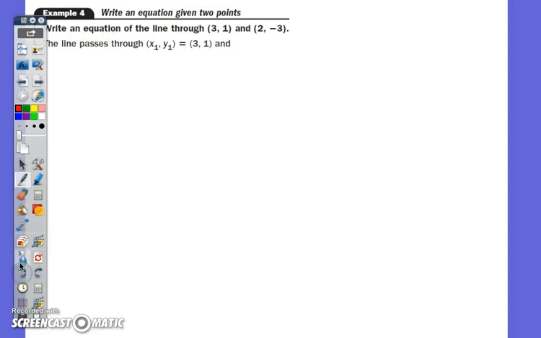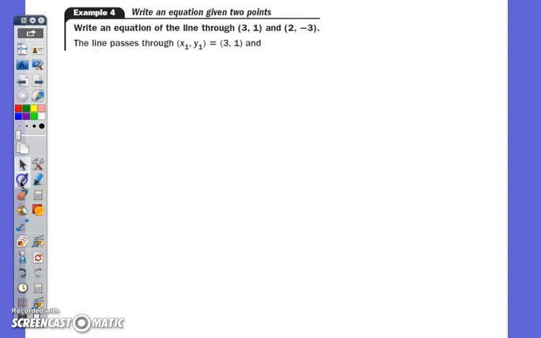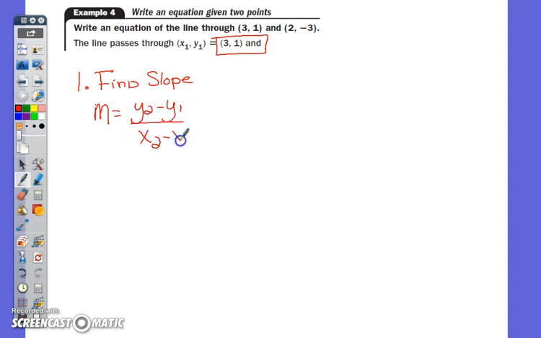Sorry, let me move this over. Okay, it says, write the equation of the line through 3, 1, and 2, negative 3. Okay, that passes through the point. So we're going to need this in a minute. But the first thing you do is find slope. How do you find the slope? Well, you say m equals y sub 2 minus y sub 1 over x sub 2 minus x sub 1.